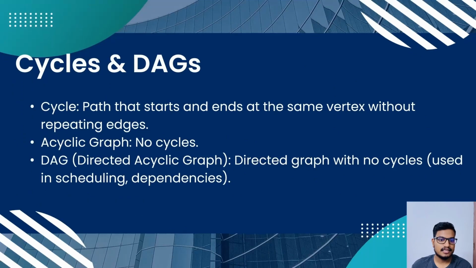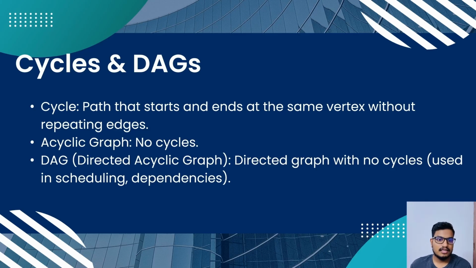Cycle. A cycle is a path that starts and ends at the same vertex without repeating edges. If a graph has no cycle, we call it acyclic. A directed acyclic graph is a directed graph with no cycle. Directed acyclic graphs are incredibly useful in real life. For example, in scheduling tasks, where one task must be completed before another.